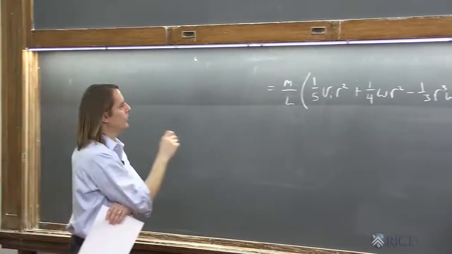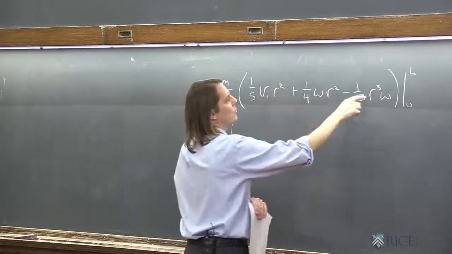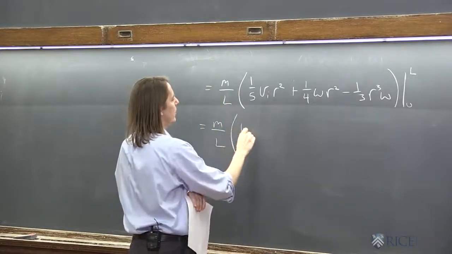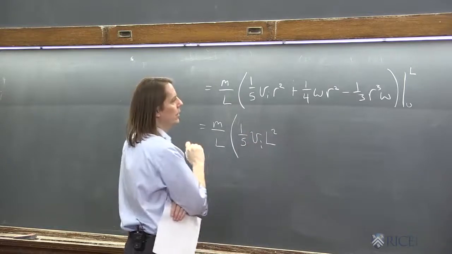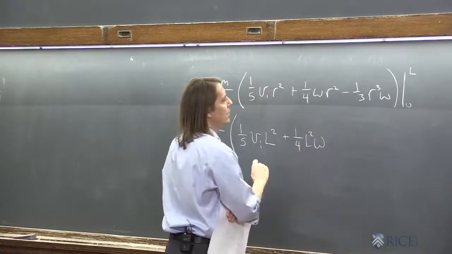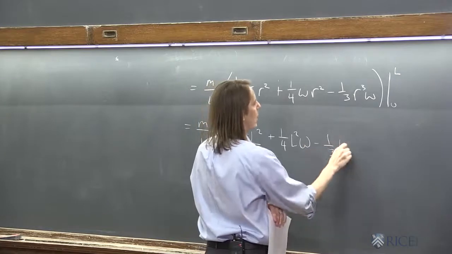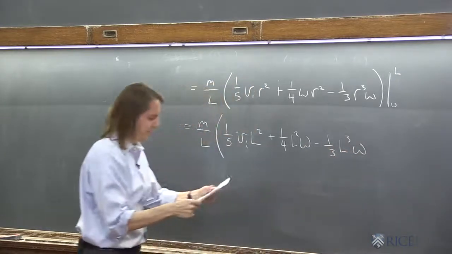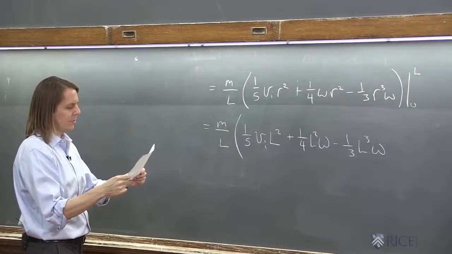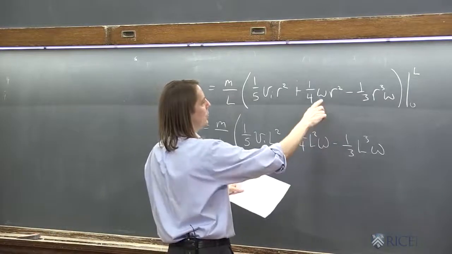So this is equal to m over L. Now, all these terms have an r in them, so when we plug in the 0, we're going to get nothing. So we really just have to plug in the L. 1/5 VI L squared plus 1/4 L squared omega minus 1/3 L cubed omega, which can't possibly be right. I made some tiny, teeny, imperceptible mistake.